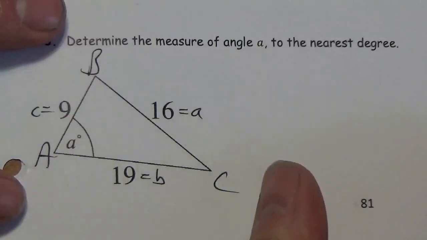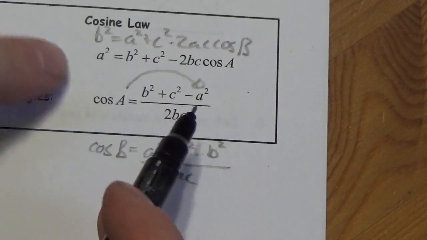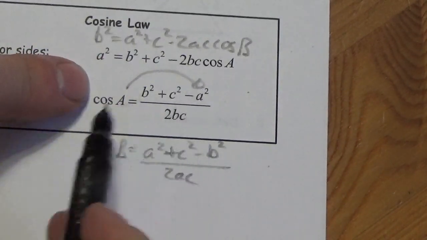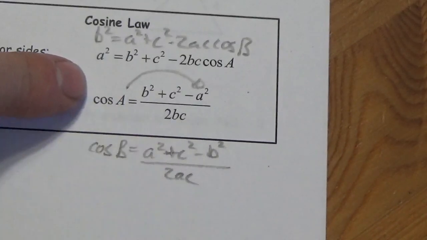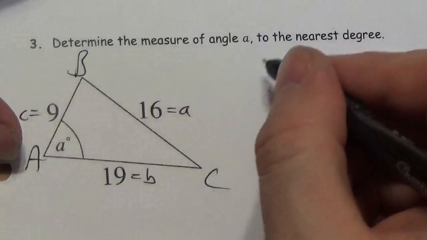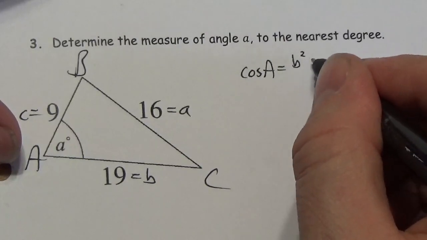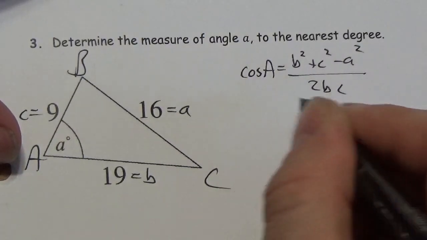So when I go to my formula here, I'll go up and just show it to you first. Cosine of A is equal to b squared plus c squared minus a squared. I'm going to subtract the square of the side that's opposite the angle I'm looking for, and then divide by 2 times the product of the other two. So cosine of A will equal b squared plus c squared minus a squared over 2bc.